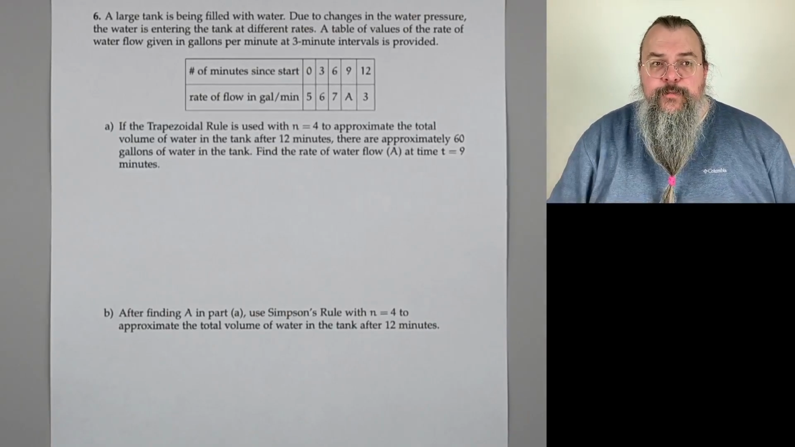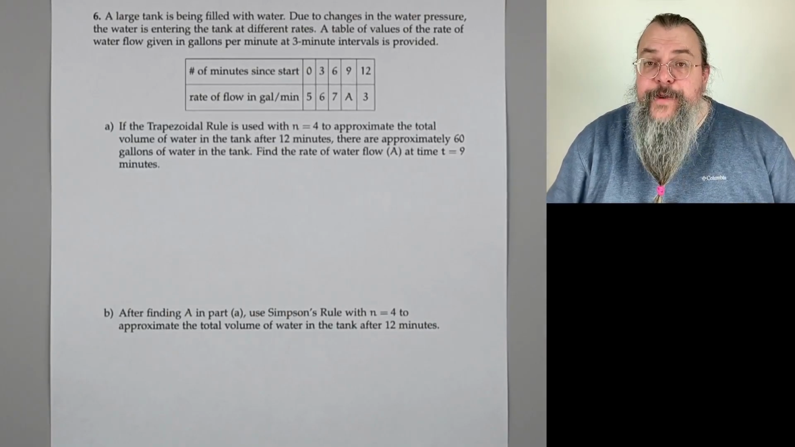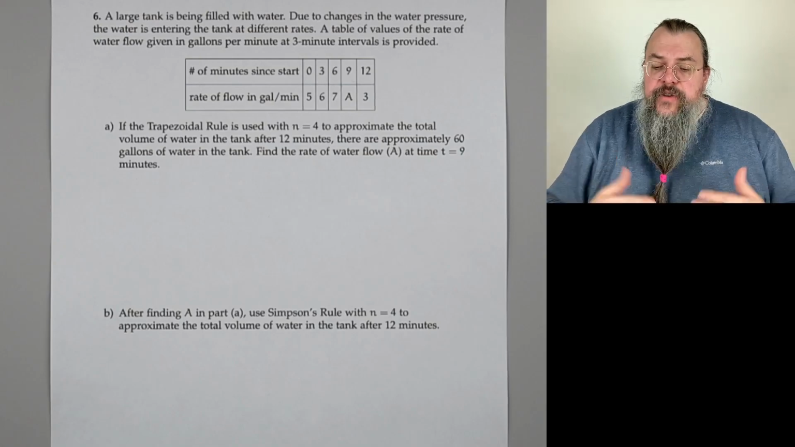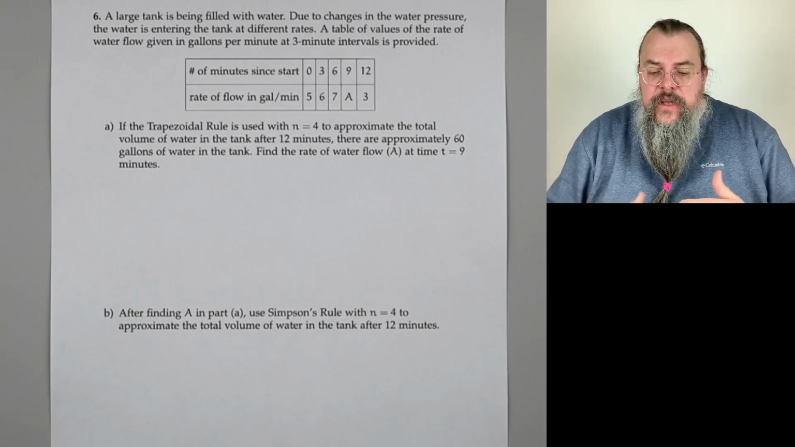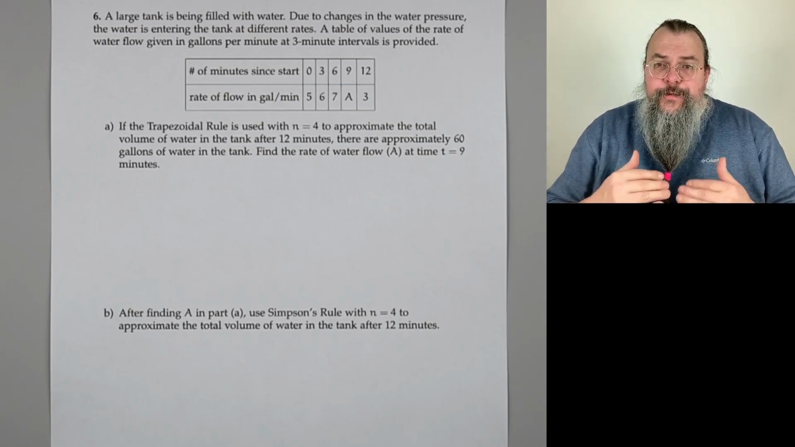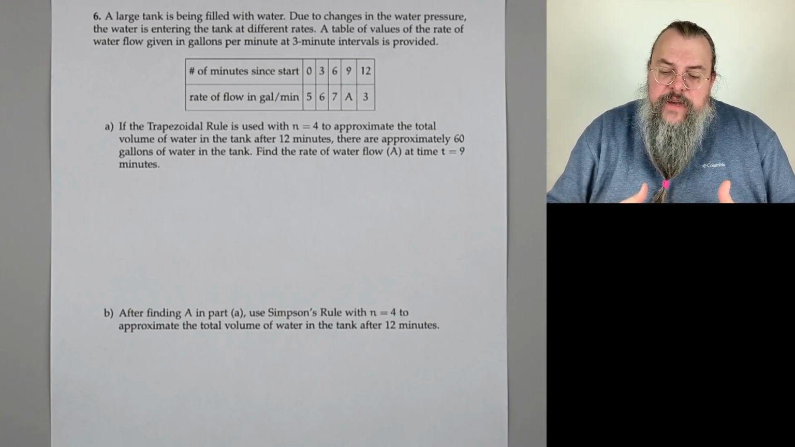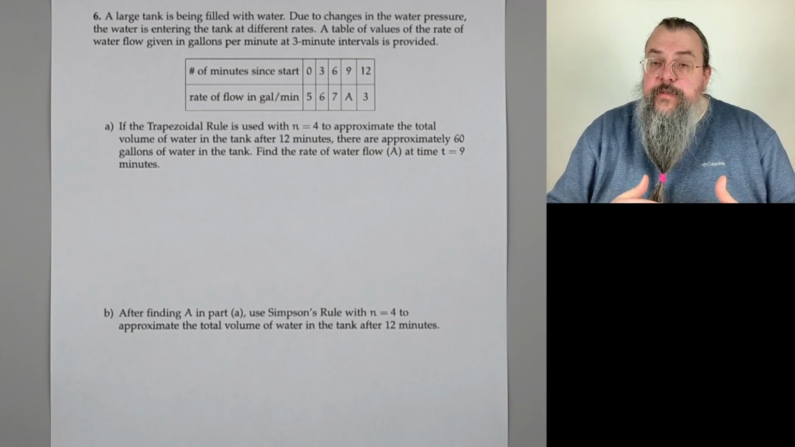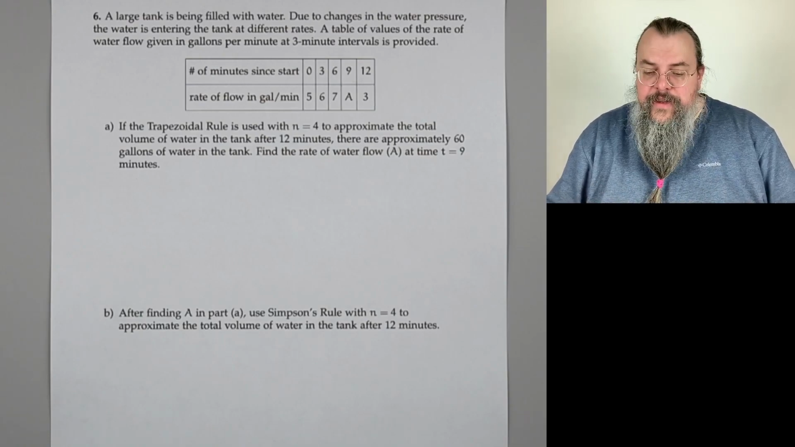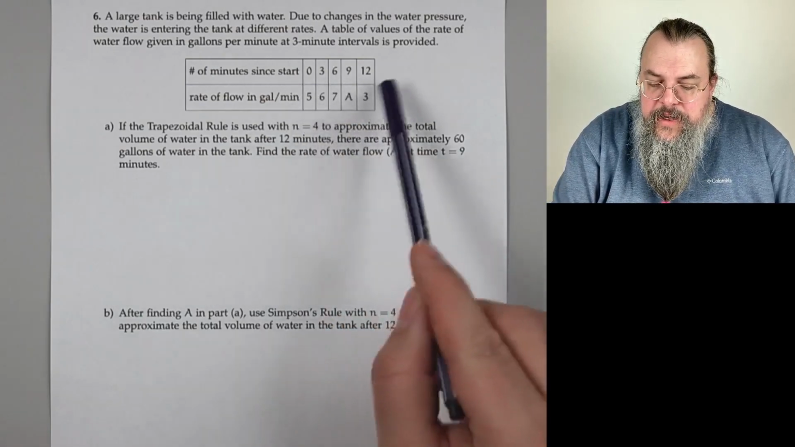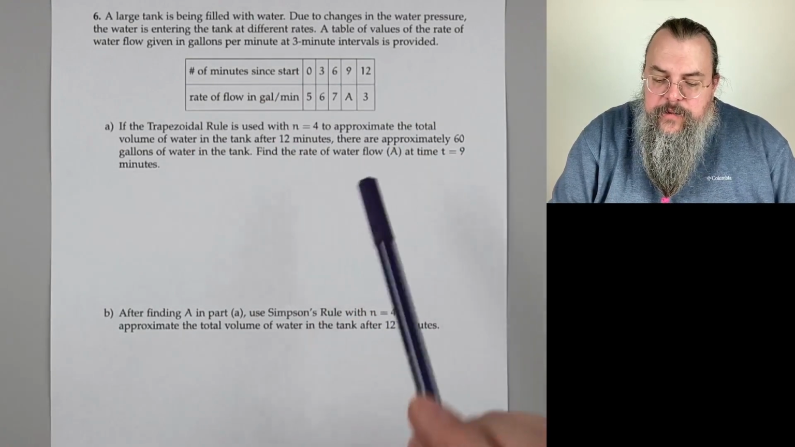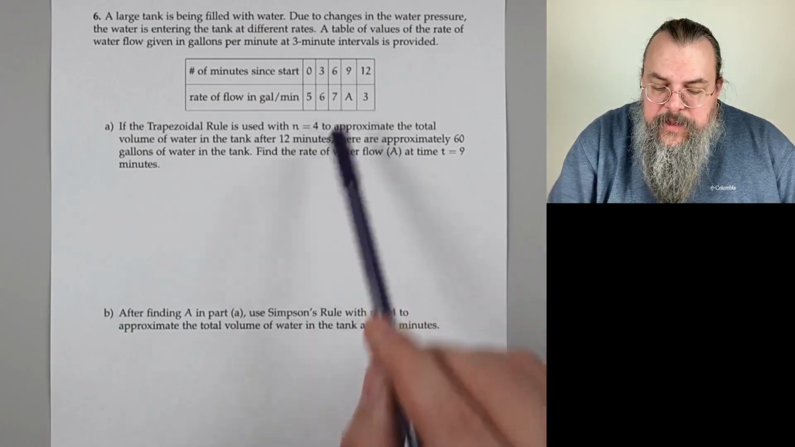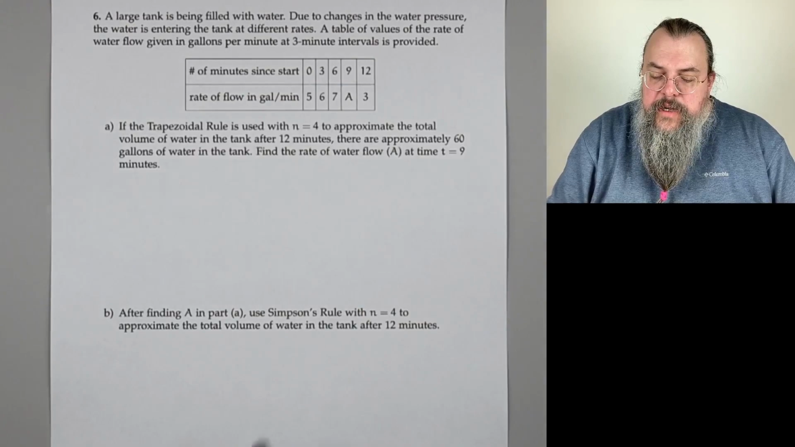Number 6. A large tank is being filled with water. Now, due to changes in the water pressure, the water is entering the tank at different rates. A table of values of the rate of water flow given in gallons per minute at 3-minute intervals is provided. So that's very nice. We have 3-minute intervals and the rate of flow. Oh, that's weird. There's an A here. I wonder what that means. Probably means 8 gallons per minute.